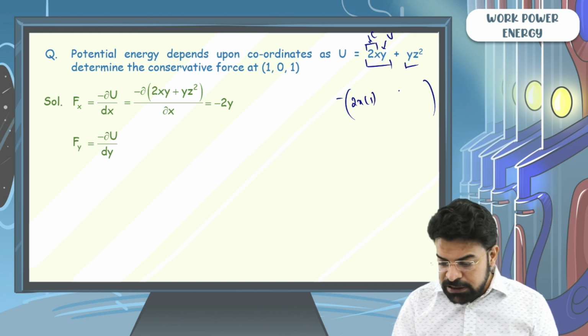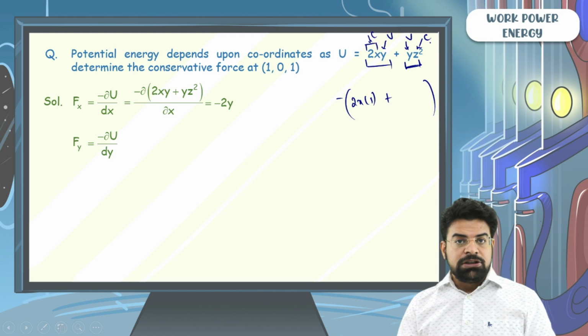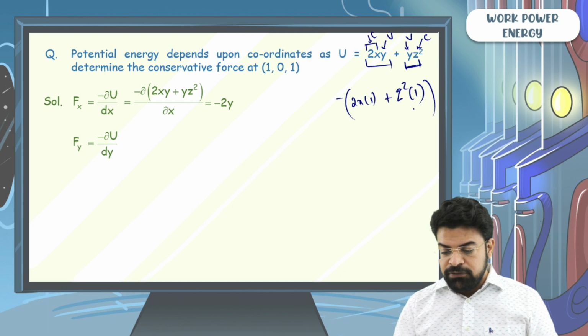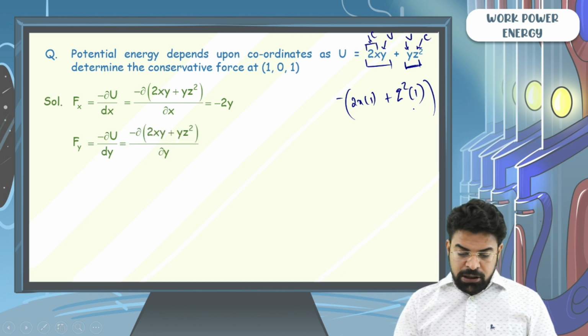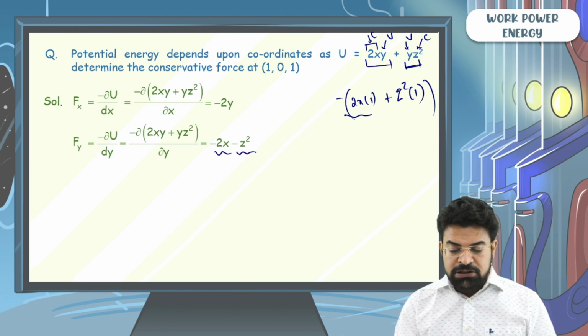When you differentiate the second part, the differentiation of yz square, you will treat y as variable while you will treat z square as constant. Take the constant out of the differentiation, z square, differentiation of y gives you 1. So you get here simply minus times (2x plus z square), that is minus 2x minus z square.